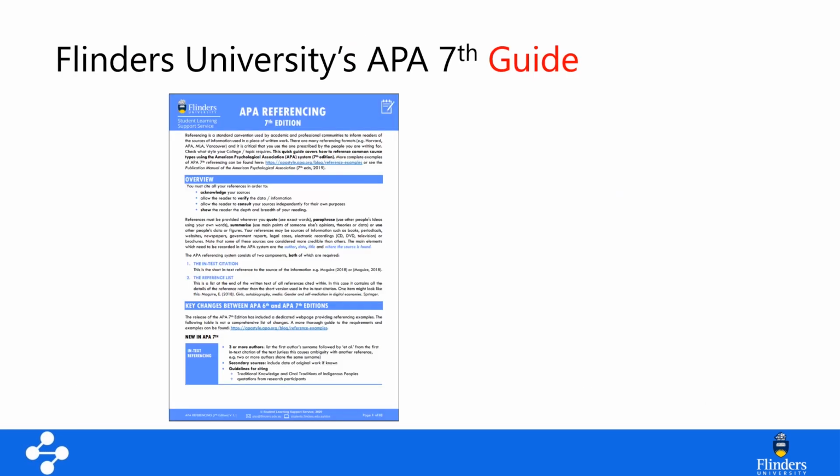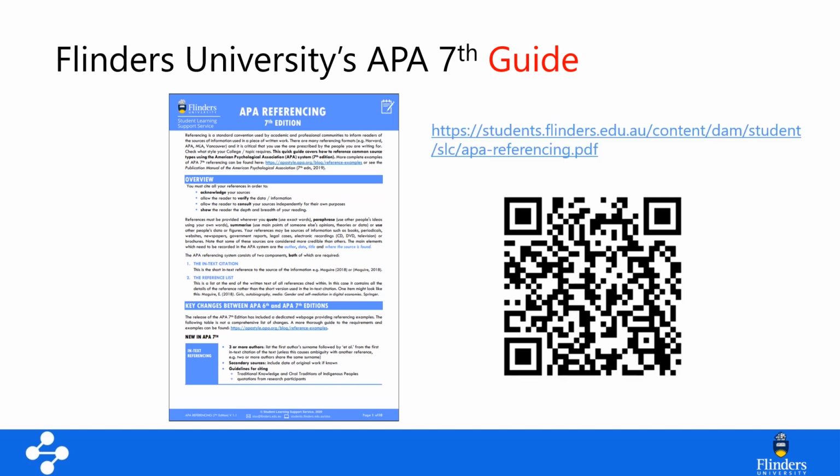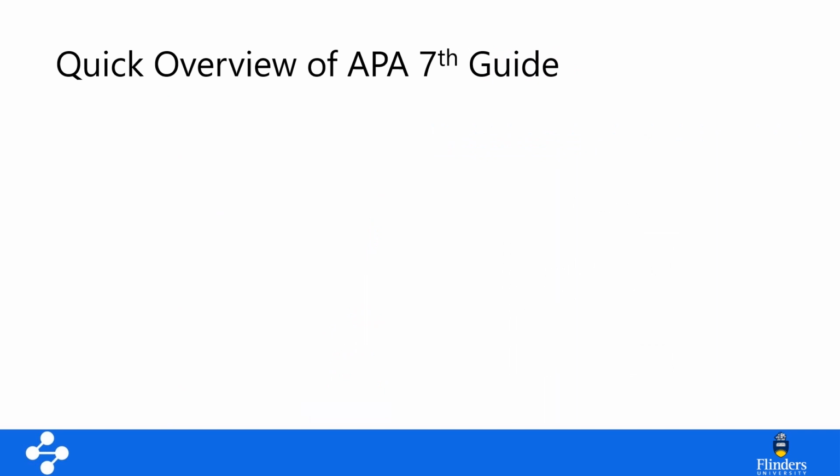The Student Learning Support Service has developed a new quick guide for APA 7th. You can download it from the link above or use the QR code. Let's go through some of the features of APA 7th Quick Guide.